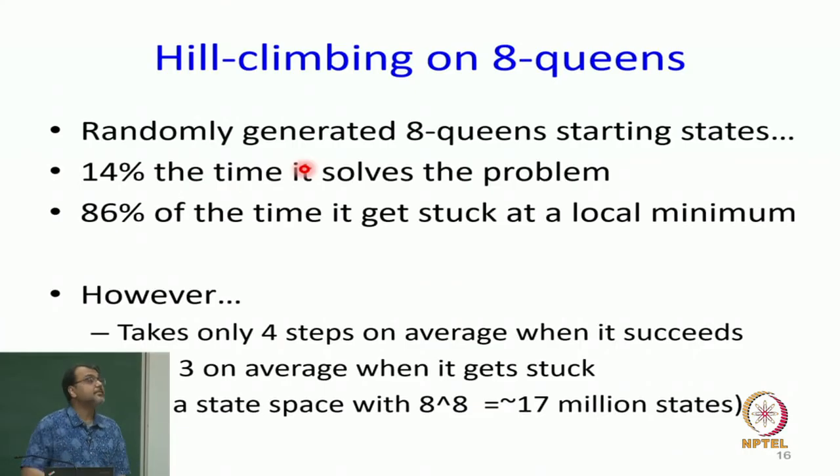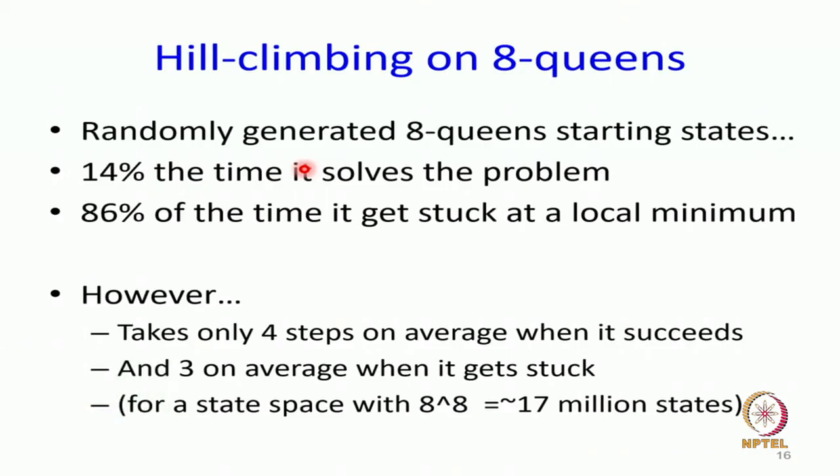14% of the time it solves the problem. 8 queens is a hard enough problem actually. 14% of the time it solves the problem in 4 steps. 86% of the time it gets stuck in a local optimum. It is not a solution. You know that there are some queens attacking, but I can't make another move to improve that particular solution. And when it gets stuck, it only gets stuck in 3 steps.